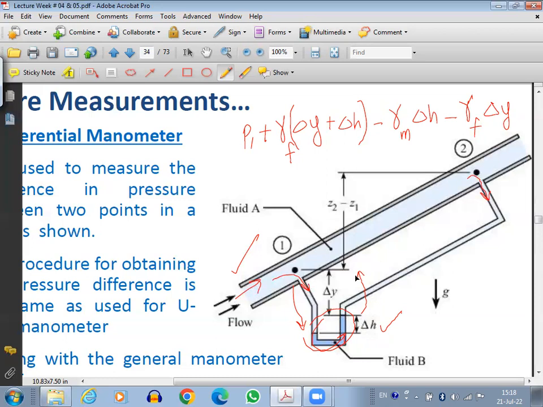So now we have reached this point here. Now we are moving further up till point 2. So again minus gamma of the fluid. How much is the distance? This distance is Z2 minus Z1. So minus gamma of the fluid times Z2 minus Z1, and this is equal to P2.